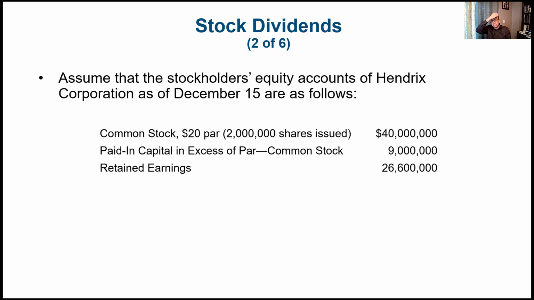So let's see an example. Assume that the stockholders' equity accounts of Hendricks Corporation, as of December 15, are as follows. So we have common stock for $20 par. We have 2 million shares issued, so the total is 40 million. We have paid-in capital in excess of par. Sometimes, by the way, they call it additional paid-in capital in excess of par. So it's 9 million. And then we have retained earnings of 26.6 million.